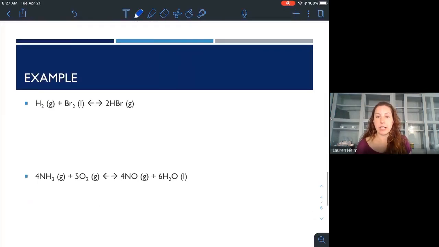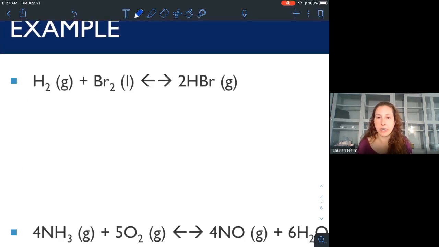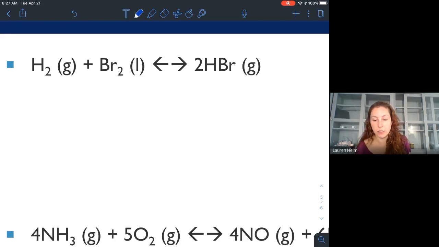So let's go ahead and practice these. I'm going to do the first example for you, then I'll ask you to pause and try the second example yourself. All right, so in our first example, we have hydrogen gas and bromine liquid in a reversible reaction to form hydrobromic acid as a gas.